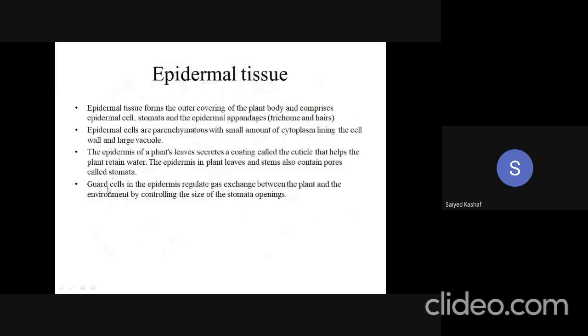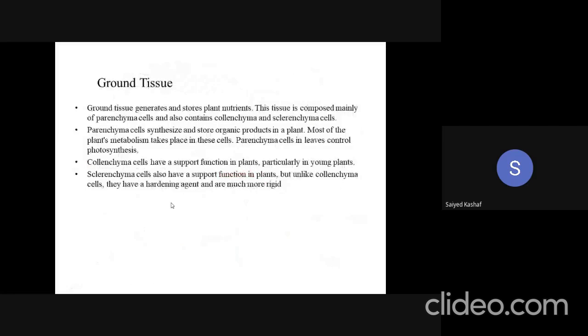So these guard cells in the epidermis regulate the gas exchange between the plant and the environment by controlling the size of the stomatal opening and closing. Now the ground tissue. We have already discussed these simple tissues. The ground tissues are made up of a lot of simple tissues. These tissues are composed mainly of parenchymatous cells and some amount of collenchymatous and sclerenchymatous cells.